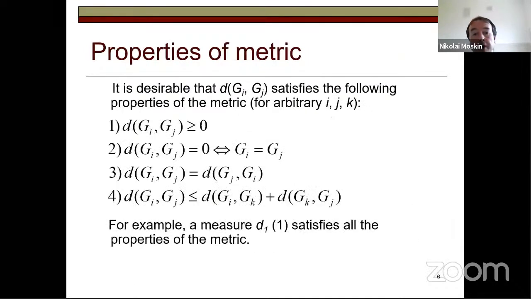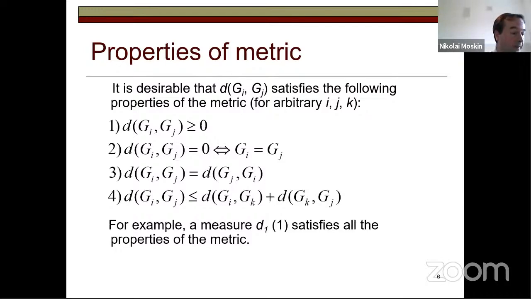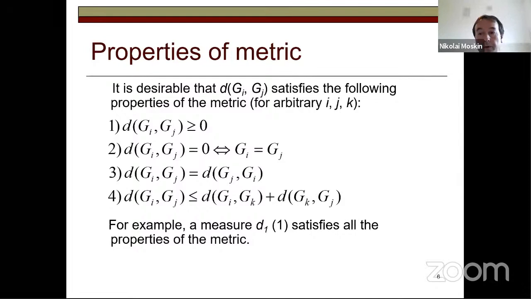It is desirable that D satisfies the following properties of a metric for arbitrary i, j, k. You can see non-negativity, the first property, the second property, identity, symmetry, and triangle inequality. For example, a metric D1 satisfies all the properties of the metric. It was shown in a paper of Horst Bunke.